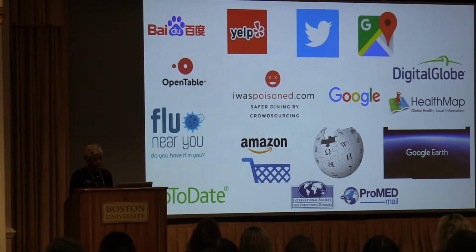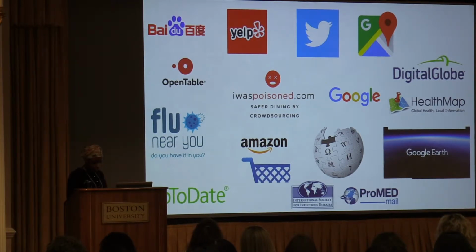In my work specifically, these are some of the sources that I've looked at. I've gotten data from Baidu, for example. Baidu is basically the Google of China, and we were interested in looking at flu in China. We wanted to see whether what people were searching in China could be useful for estimating flu in China at the national level. So we looked at searches for specific symptoms, but also specific strains of influenza in China.